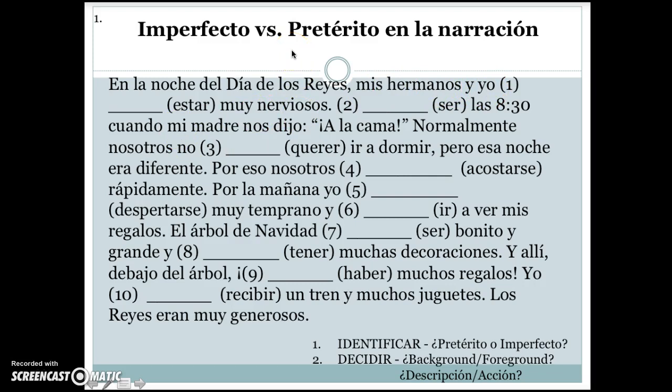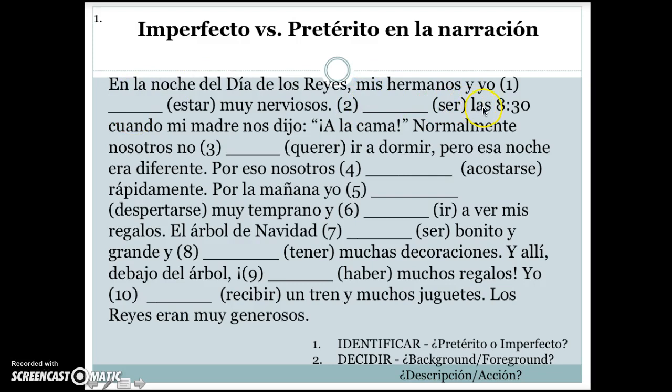Well, what did we say about emotions? Being nervous, does that start and stop in a very clear, defined moment? No, it does not. So we use the imperfect. The imperfect of estar for nosotros es estábamos. And also make sure you have the accent marks in correctly.